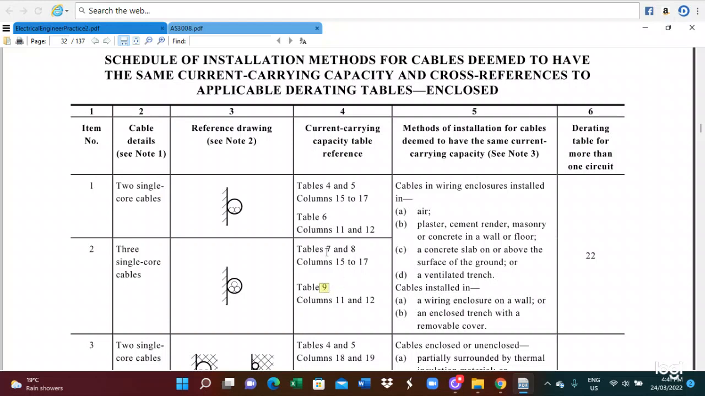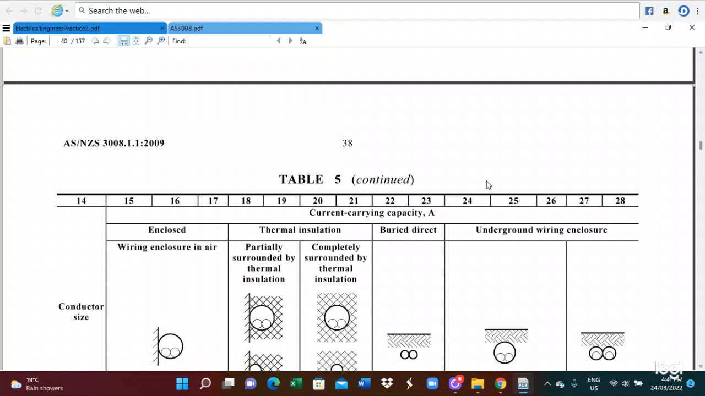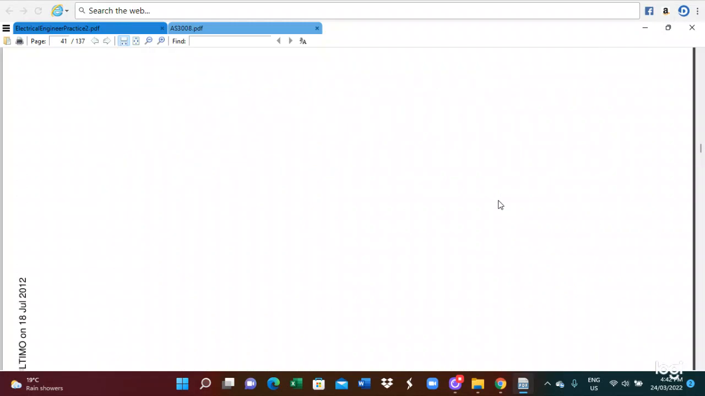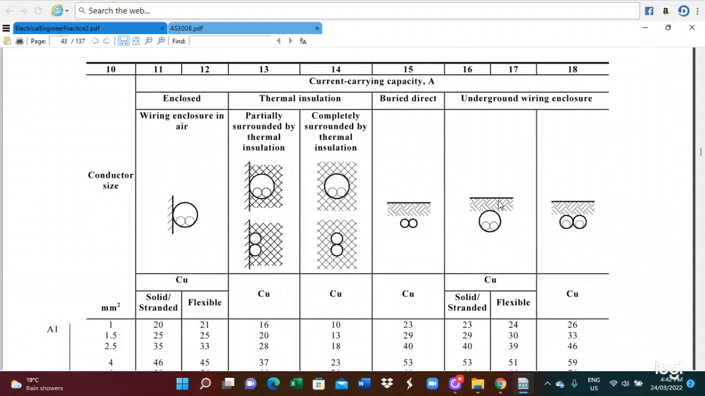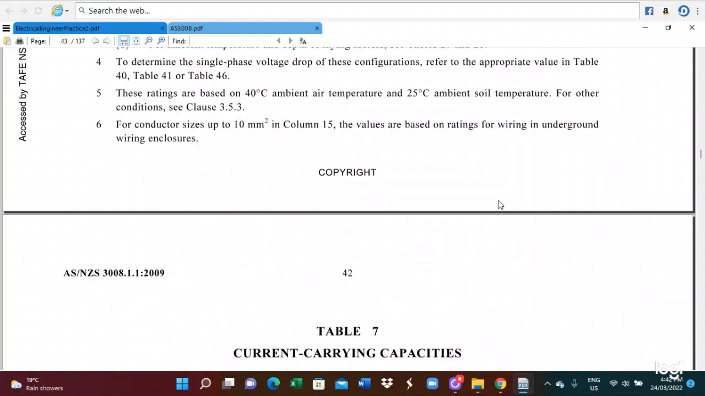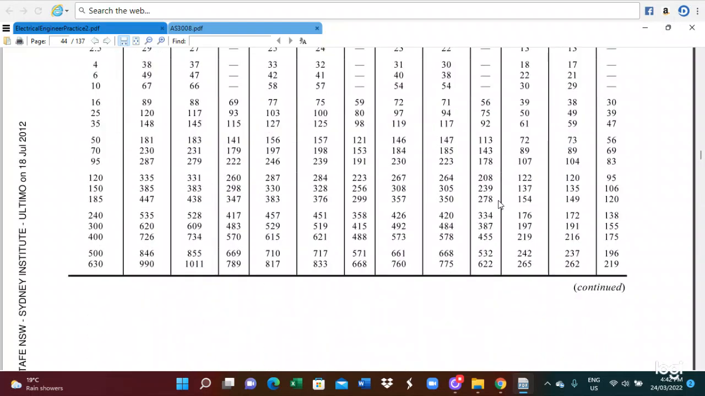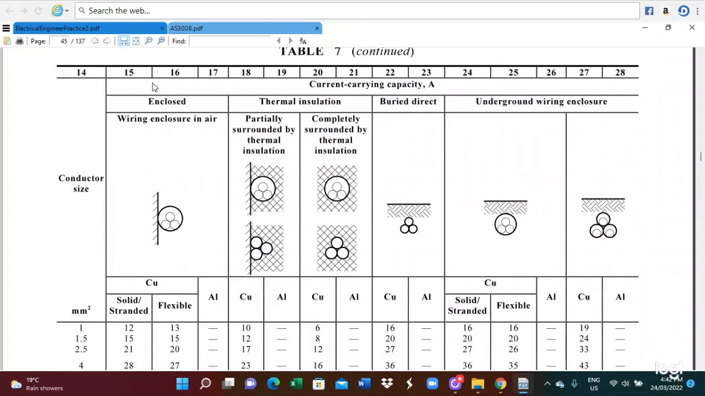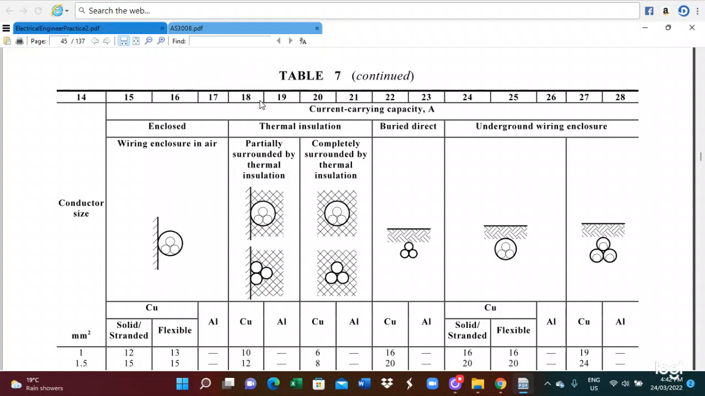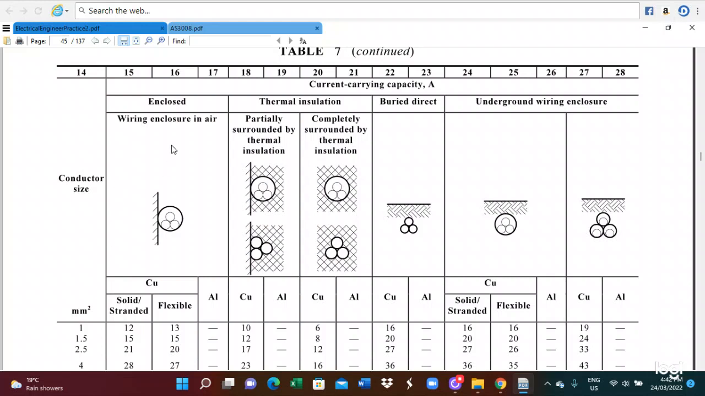So this problem is given as 75 degrees centigrade, V75, so we follow table 7, columns 15 to 17. Go down, table 5, table 6, and table 7. Table 7 is columns 15 to 17. Column 15 is for copper solid stranded, 16 for copper flexible, and 17 for aluminum.